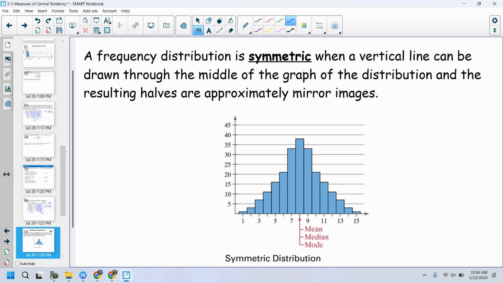Okay. A frequency distribution is symmetric when a vertical line can be drawn through the middle of the graph of the distribution and the resulting halves are approximately mirror images.